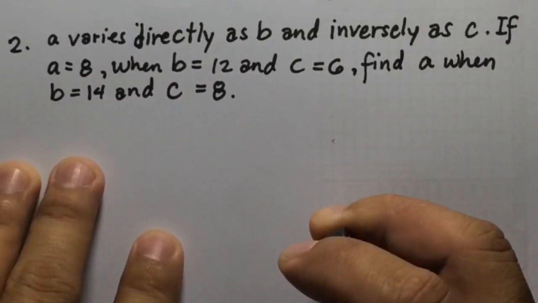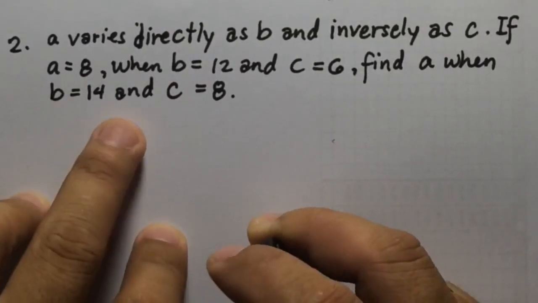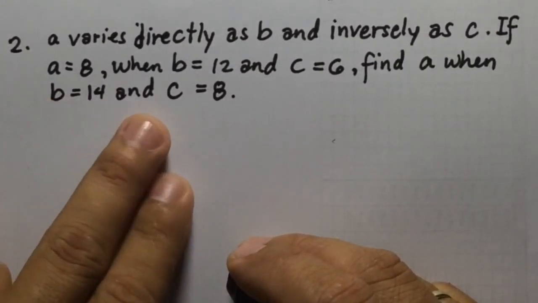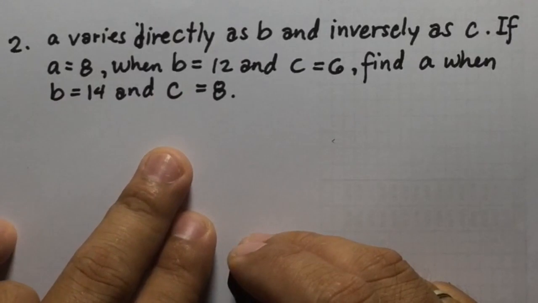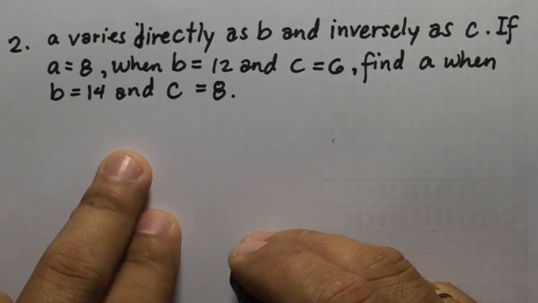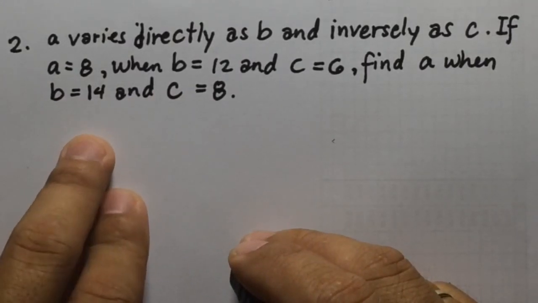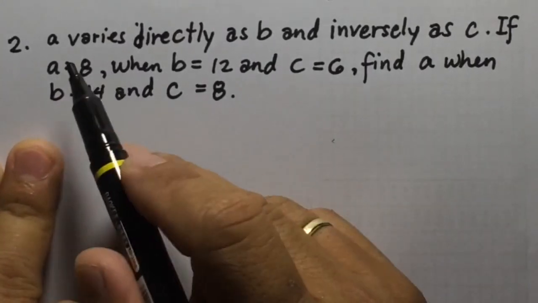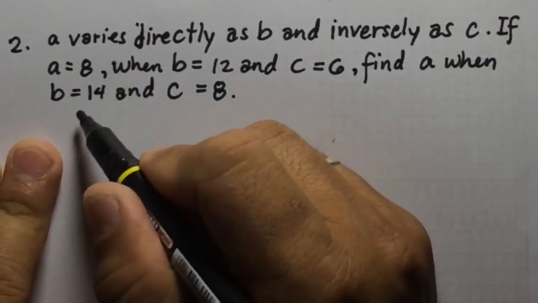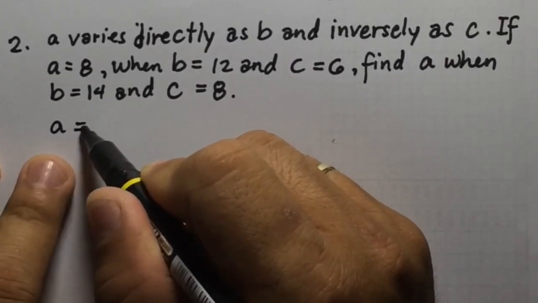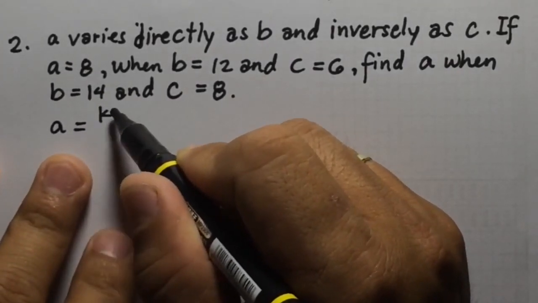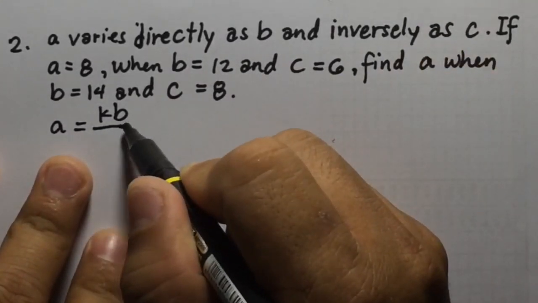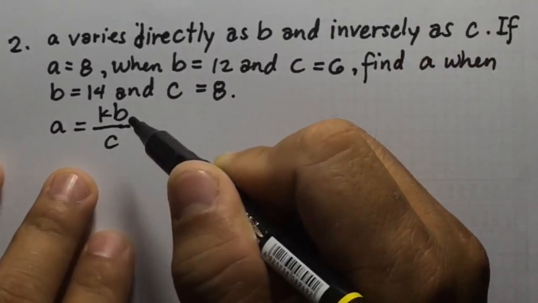Then example number 2, a varies directly as b and inversely as c. If a equals 8 when b equals 12 and c equals 6, find a when b equals 14 and c equals 8. So here a varies directly as b. So we're going to have a equals k times b. Then inversely as c, so over c.